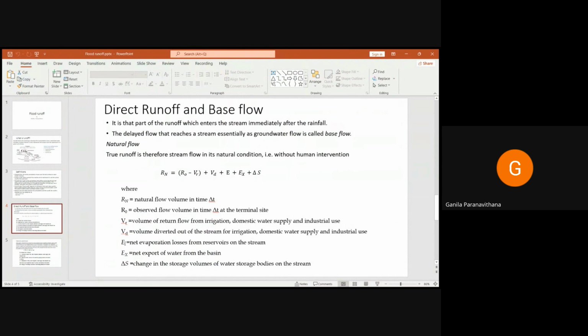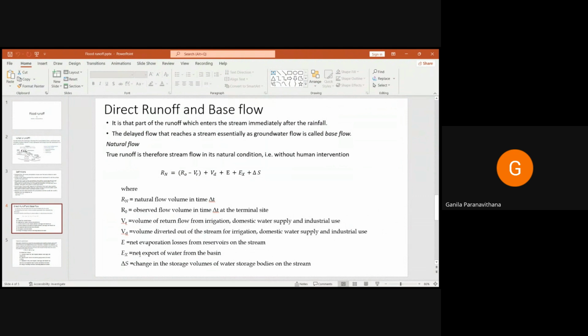Then the net evaporation losses from the reservoirs on the stream. Now, if there are reservoirs built, those reservoirs will create evaporation. So that needs to be added, because that is a loss from the natural flow. If you are going to calculate the natural flow of the stream, that needs to be added.